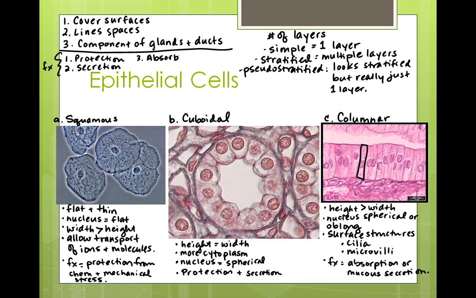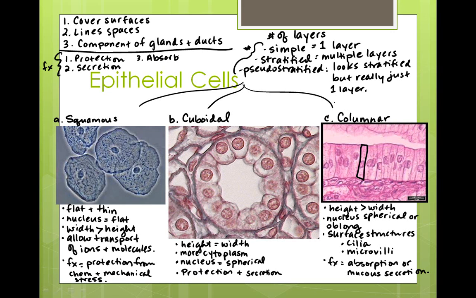So when we're talking about classification, you could take one of these different layer types, and then you would combine them with the different shape of the cell. So you could have a layer of squamous and call it simple squamous, or you could have a layer of cuboidal and call it simple cuboidal, or simple columnar. Or if you have multiple layers of squamous cells, you would call that stratified squamous, or stratified cuboidal for many layers of cuboidal, or stratified columnar.